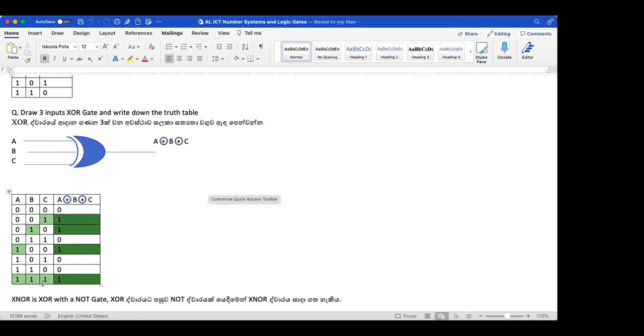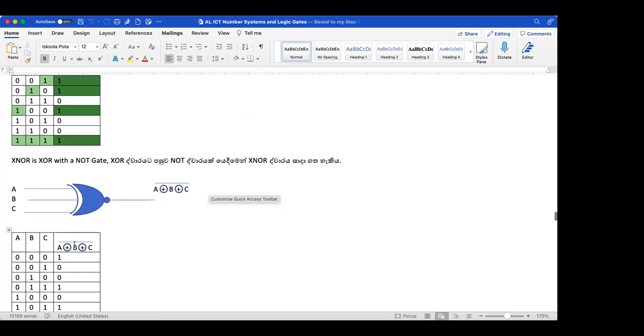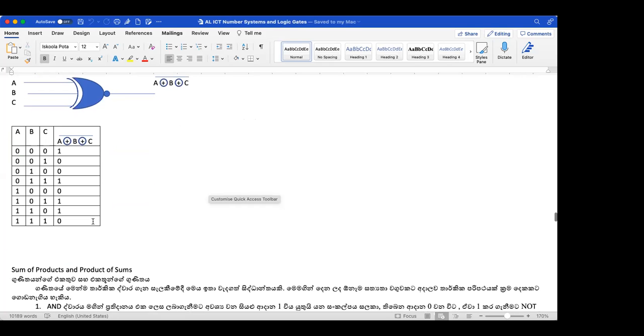So we learn about that. That is XOR and XNOR. XNOR is basically the reverse of that. XNOR is basically if it is even, it will output 1. That is XNOR.